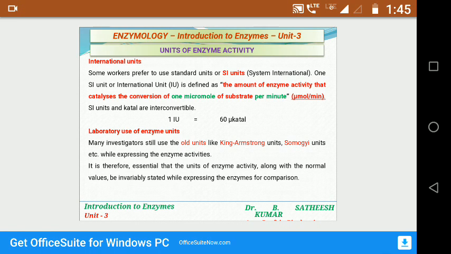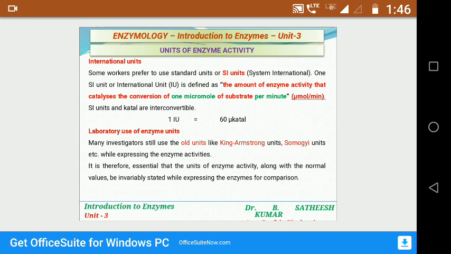And apart from these two units, most of the laboratories are still using some conventional old units like King-Armstrong units, Somogyi units. So there are several different ways to express the activity of enzymes. So when we look at any result of an enzymatic assay, we must consider the units of expression also, because based on the units the results may vary. So units are also important to consider.